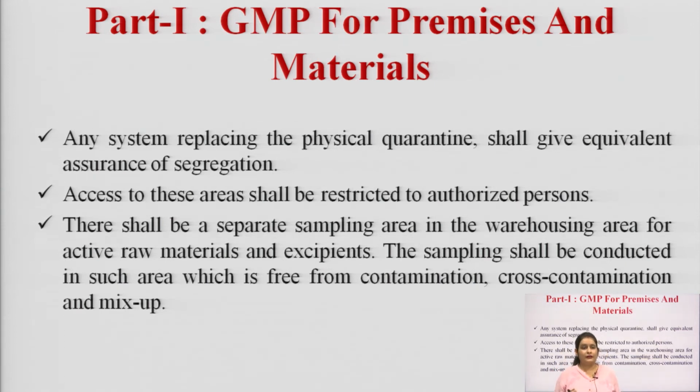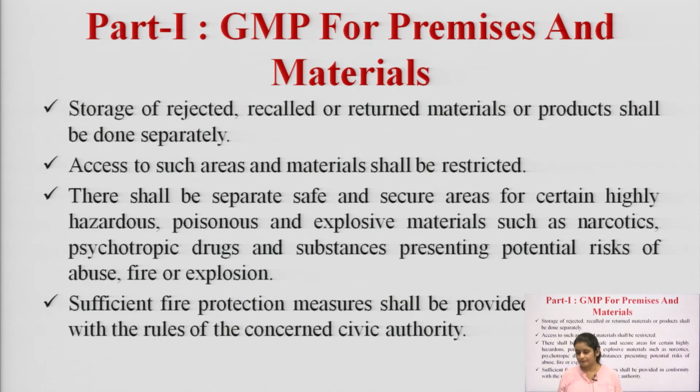When the manufacturing industries buy the product, or you can say buy the raw material and excipient, before using raw material and excipients, the identification test and sampling is done for their purity and for identification. The sampling shall be conducted in such an area which is free from contamination, cross contamination and mix up. If there is cross contamination, we are not able to identify the sample and raw material.